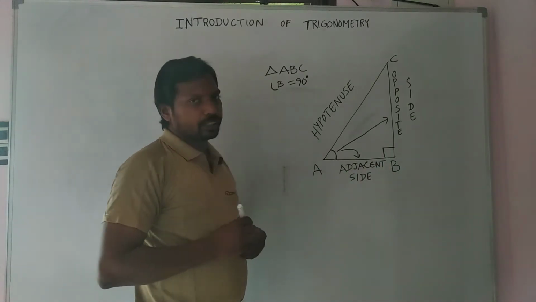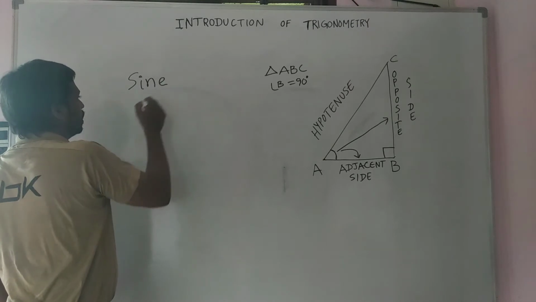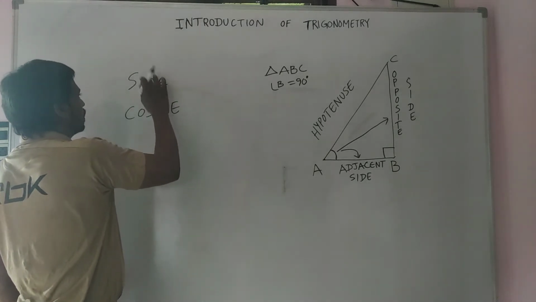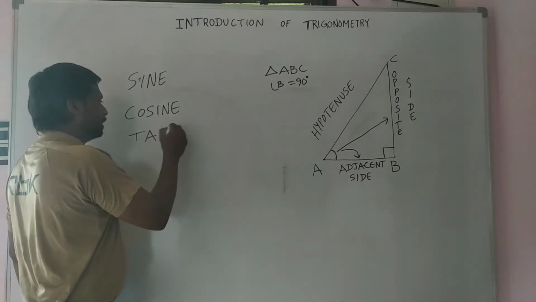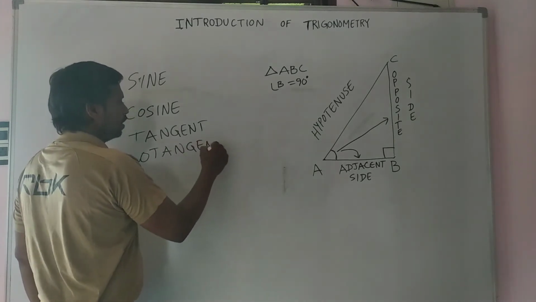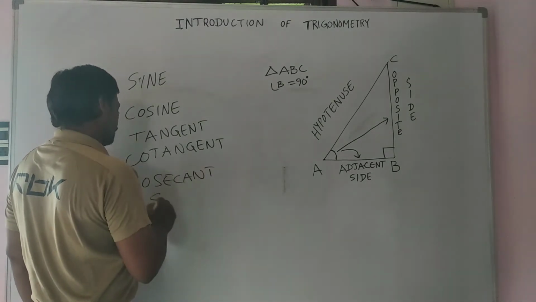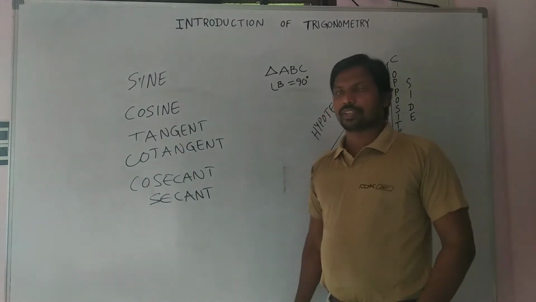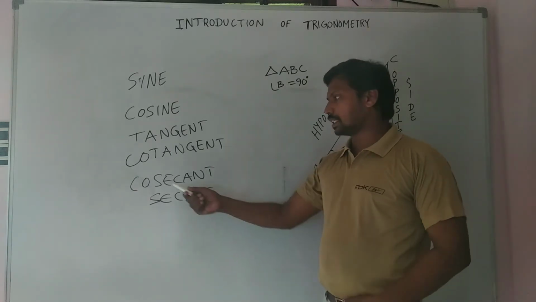In trigonometry there are 6 ratios: sine, cosine, tangent, cotangent, cosecant, and secant.